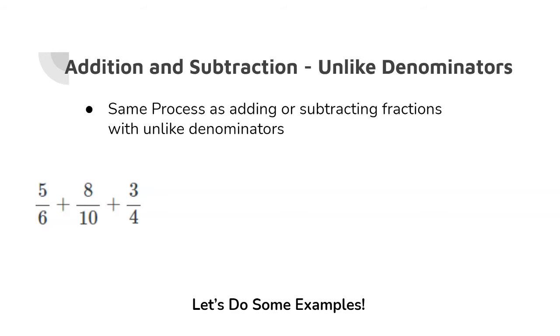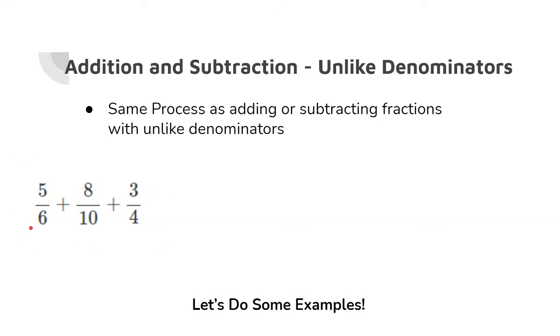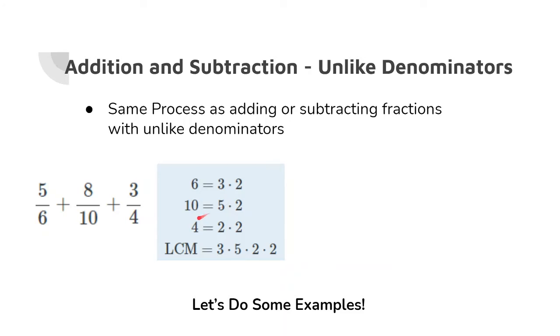Okay, for unlike denominators, before adding and subtracting rational expressions with unlike denominators, you're going to have to find a common denominator. Once again, this process is similar to the one we used for adding and subtracting numeric fractions with unlike denominators. In order to solve this, we're going to have to find the least common denominator of 6, 10, and 4. So for this example, we're going to have to find the LCM of 6, 10, and 4. So let's do some prime factorization. For 6, it's 3 times 2; 10 is 5 times 2; 4 is 2 times 2; and then the least common multiple turns out to be 3 times 5 times 2 times 2, which is 60.